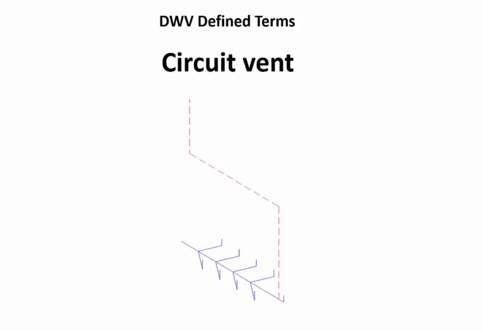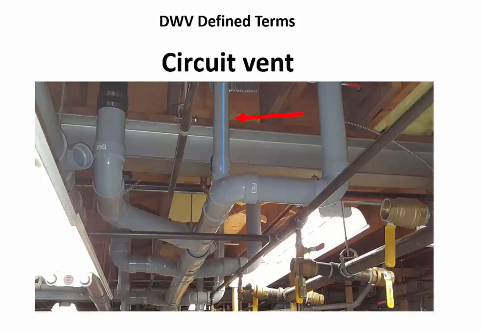A circuit vent is installed when a battery of multiple fixtures are connected to a common branch. Circuit vents originate from the most upstream circuit vented fixture's trap arm and are sized in accordance with Table 2583 and Article 2583, Sentence 4. This installation shows a circuit vent that serves a bank of water closets on the story above.